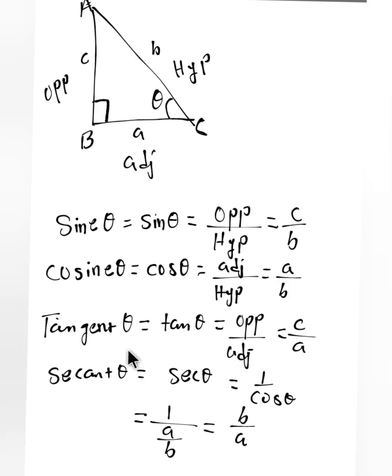It's very important to remember the first three trigonometric ratios, which are sine theta, cosine theta, and tangent theta. There's an acronym that can help us remember these three at a glance, and the acronym is the popular SOHCAHTOA.